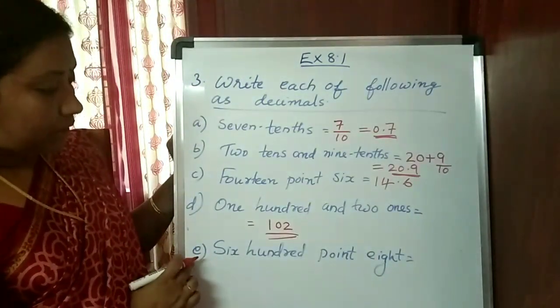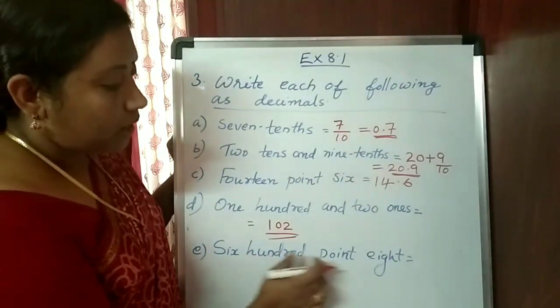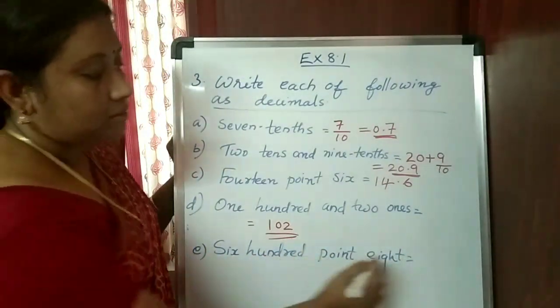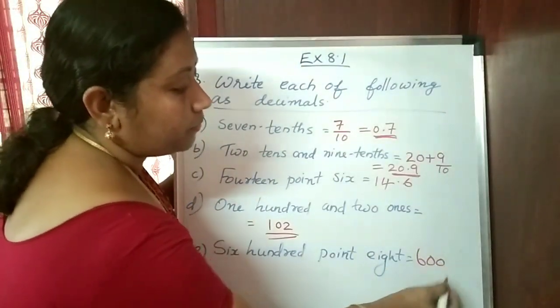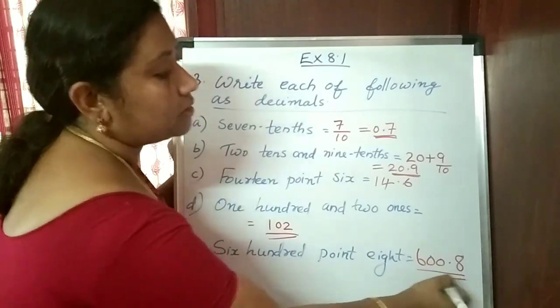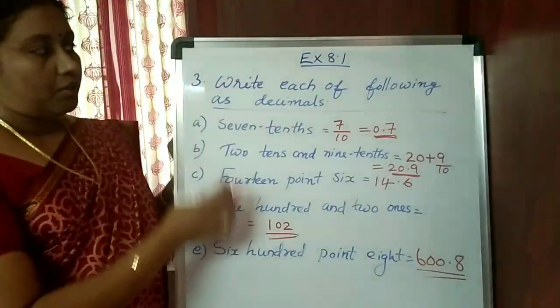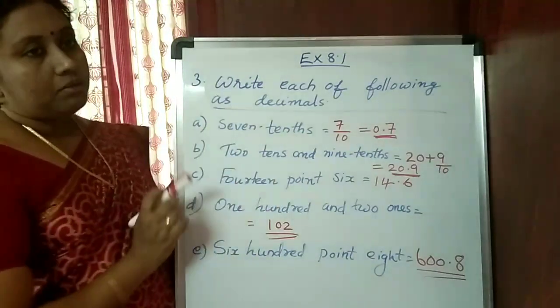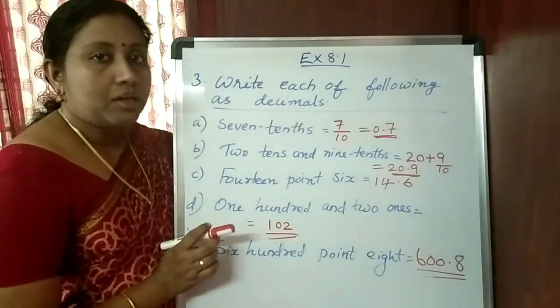Then question number E, 600.8. 600. Simply you write 600. Then point. Which number? 8. It is very easy. Okay, this way you write the given numbers in figures.